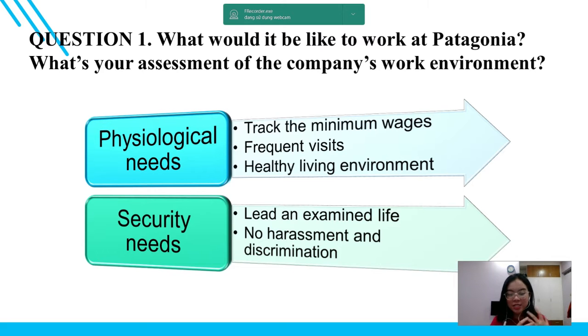Patagonia continuously pushes itself to lead an exemplary life and improve social and environmental conditions, and they also encourage their suppliers to do the same. Additionally, Patagonia will not do business with factories where they find harassment or discrimination.